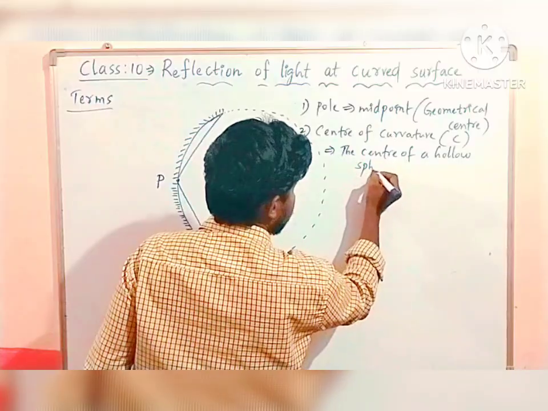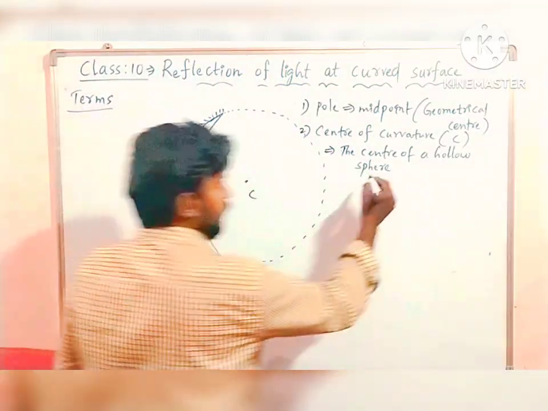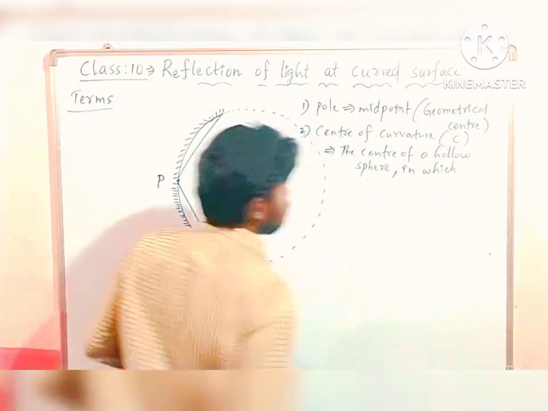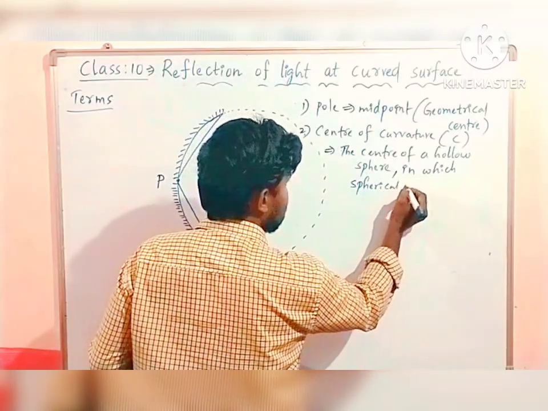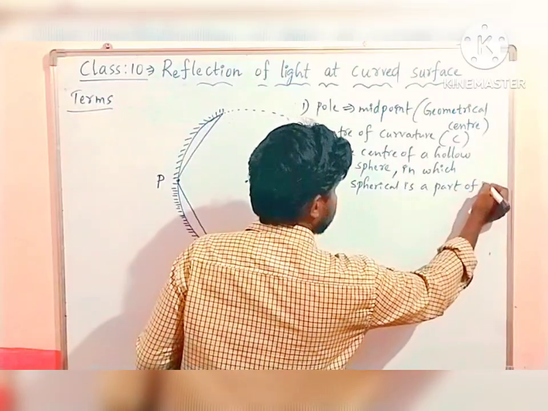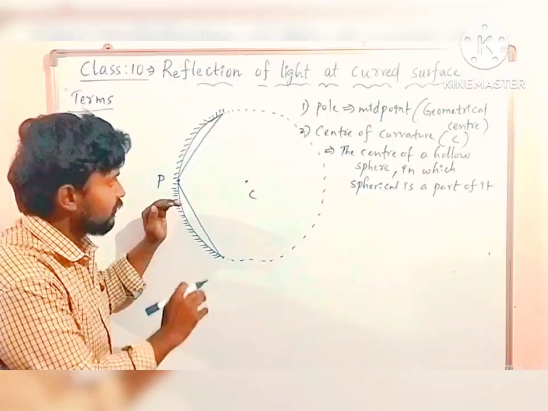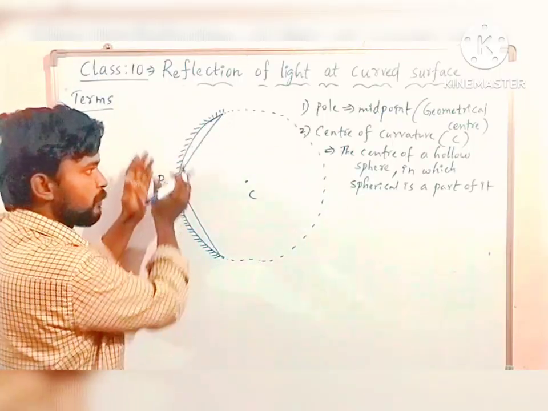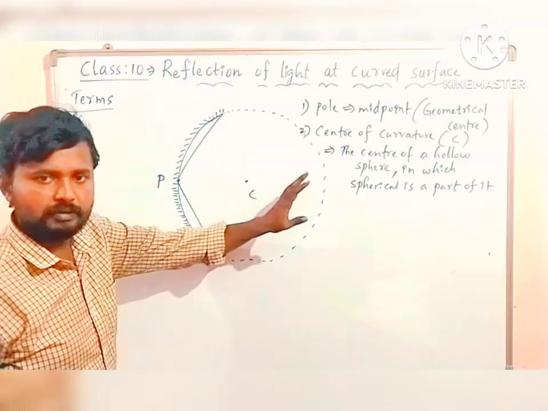The center of the hollow sphere of which the spherical mirror is a part. Okay, అంటే సెంటర్ ఆఫ్ కర్వేచర్ అంటే ఏంది? సెంటర్ ఆఫ్ కర్వేచర్ మీన్స్ సెంటర్ ఆఫ్ ఏ hollow sphere in which spherical mirror is a part. The center of the hollow sphere of which the spherical mirror is a part is called the center of curvature.